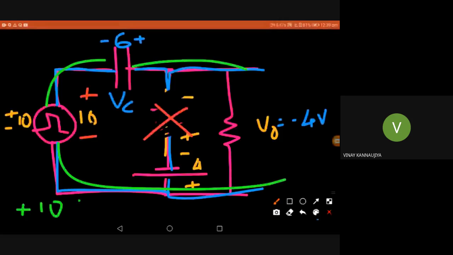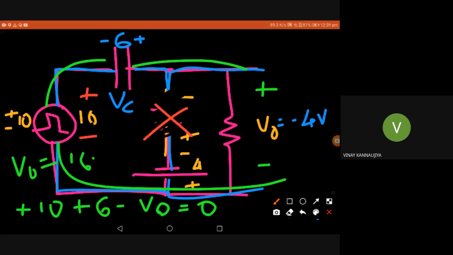Minus to plus 10, minus to plus 6 VC, again plus 6. Input, V0, I assume plus minus initially, so minus V0 equal to 0. Okay, so let's see what is V0. V0 will be 16. V0 equal to 16 volt. So in the positive cycle, I got V0 equal to 16 volt.